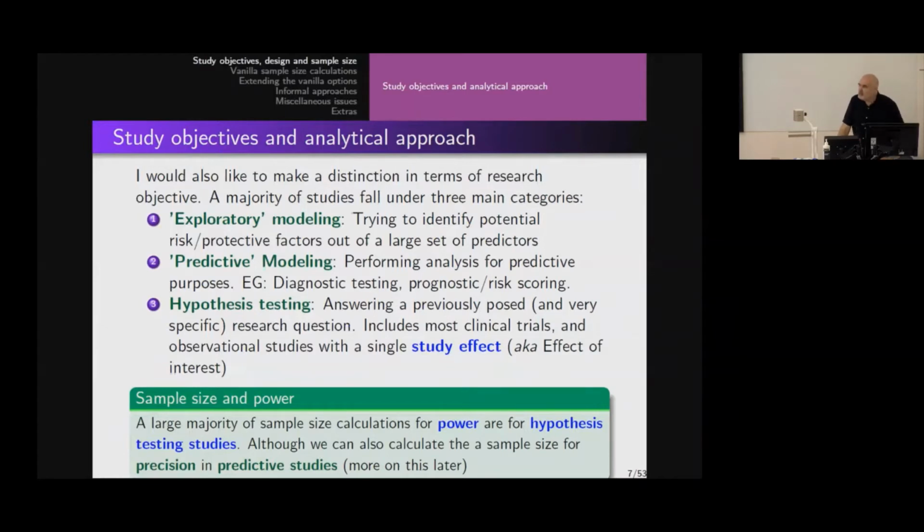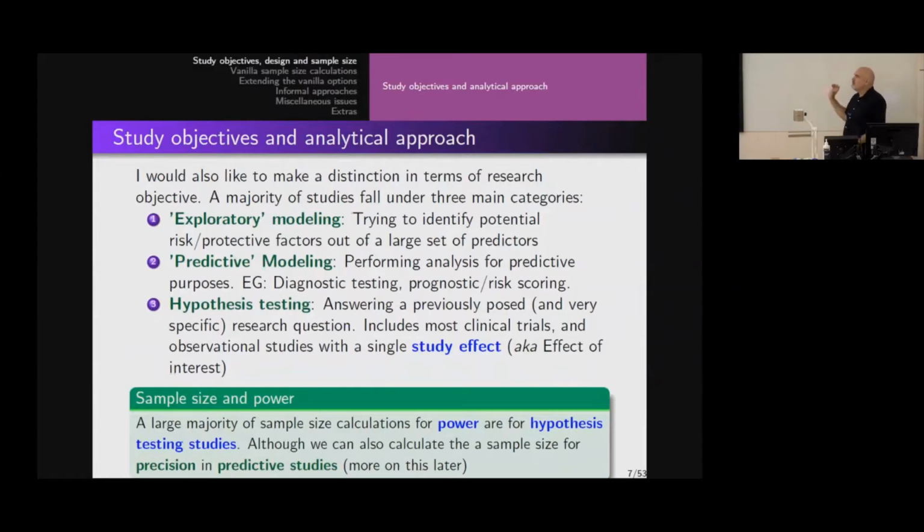In those two types of studies, the formal sample size calculations I'm using don't really work because they don't make sense. In other words, we're usually interested in a particular study effect when it comes to sample size calculation. So does a treatment work? Is a particular exposure important? It's not just, we've got a bunch of exposures, which ones are important?